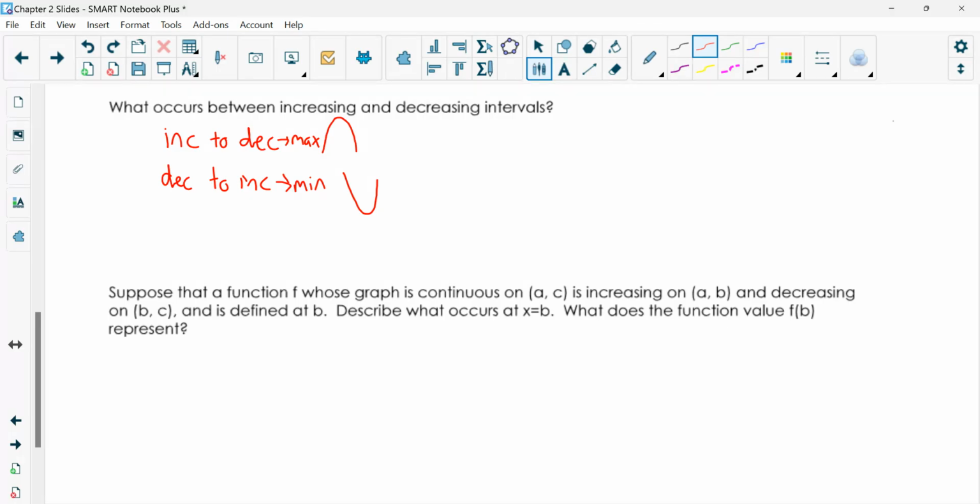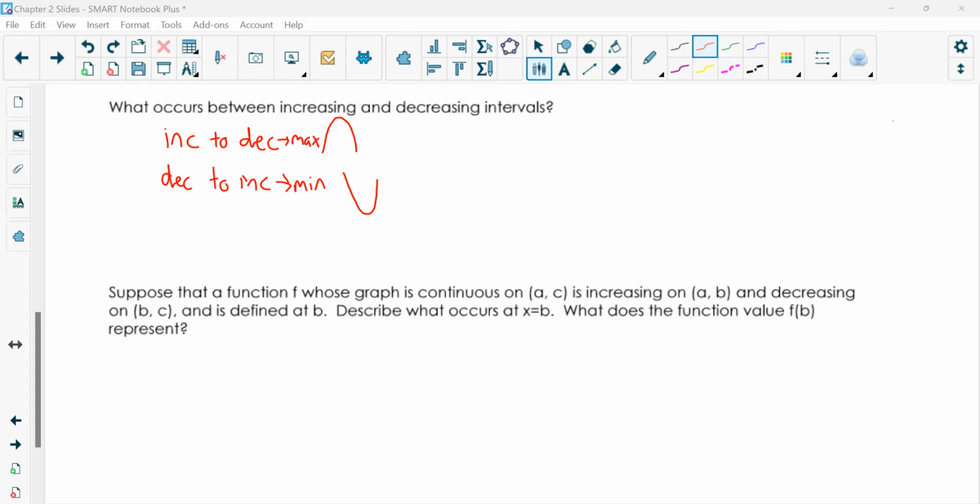Then our last part says suppose that a function f whose graph is continuous from a to c is increasing from a to b and decreasing from b to c, and it's defined at b. Describe what occurs at x equals b, and what does the function value f of b represent.